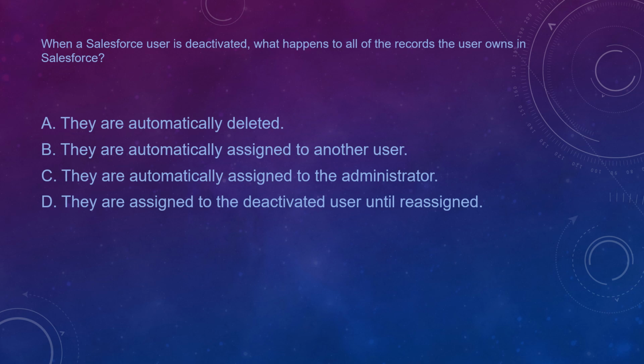So this one, they are not deleted. The records that they created are not deleted, so A is out. They are automatically assigned to another user. That's out because you would have to go in and assign them. That's not something you can build with Flow or have an automatic thing. They are automatically assigned to the administrator. That's the same thing as B. It doesn't automatically go to anyone. So D, they are assigned to the deactivated user until reassigned. So you as the admin would need to go in and reassign them to another user.